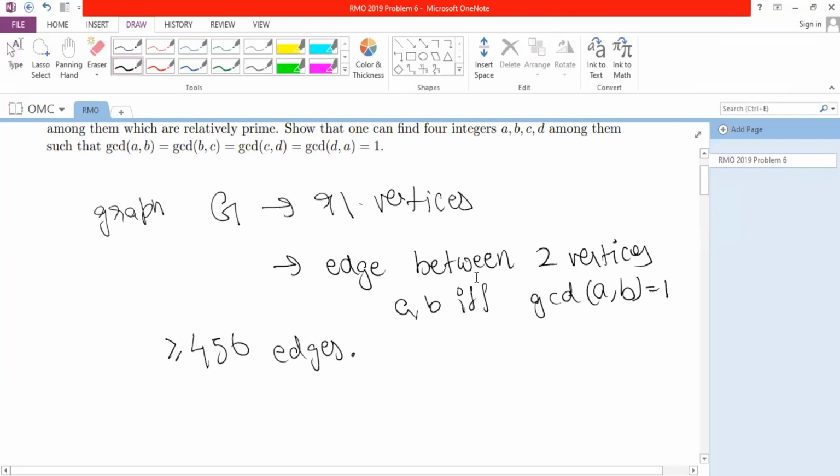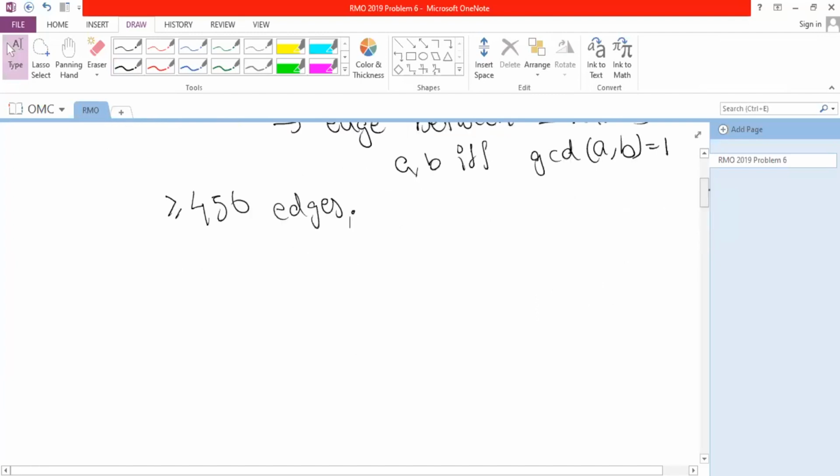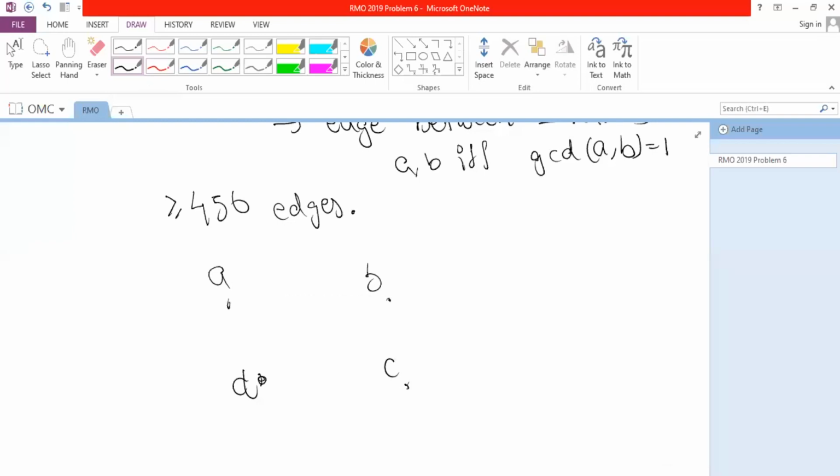And what we want to find is 4 integers a, b, c, d, such that GCD of a, b is 1. That is, there is an edge between a and b. GCD of b, c is 1.